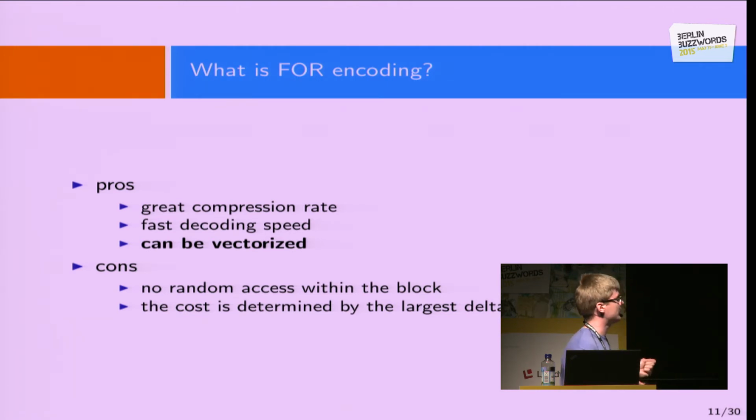Unfortunately, this algorithm has some disadvantages. For example, we cannot do random access within the block. We cannot read a value without decoding all the values in the block. Also, the compression rate is determined by the largest deltas in the block. So if we have very dense data, we have a low compression rate.